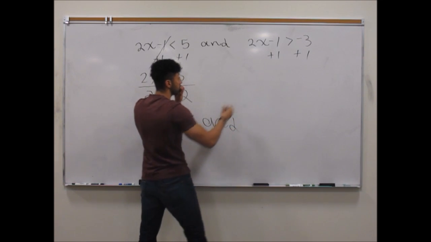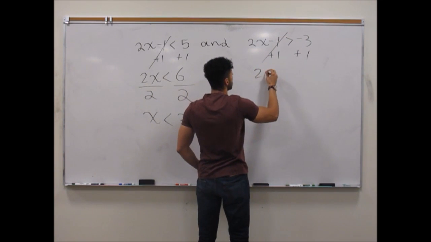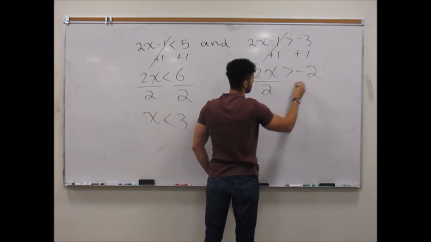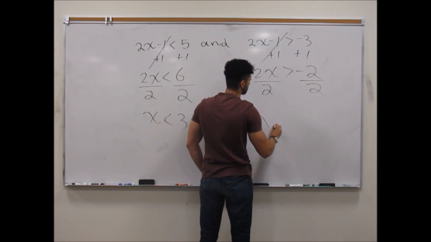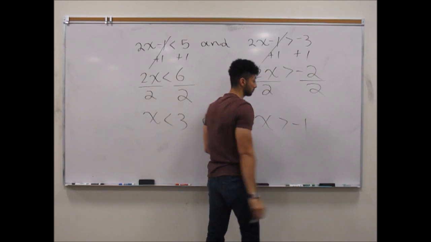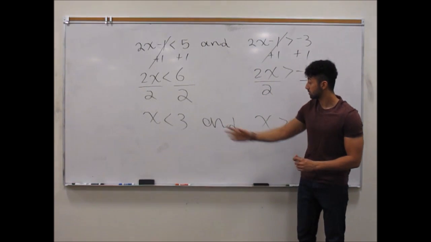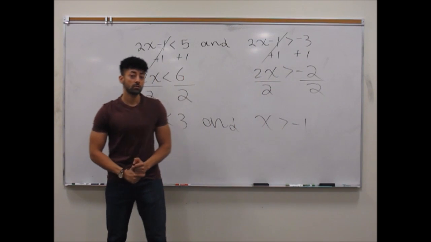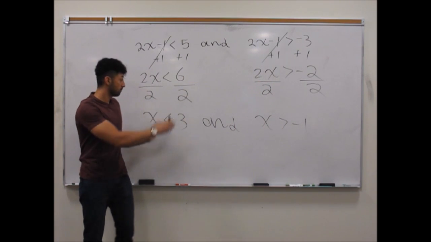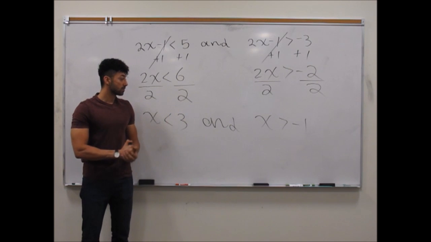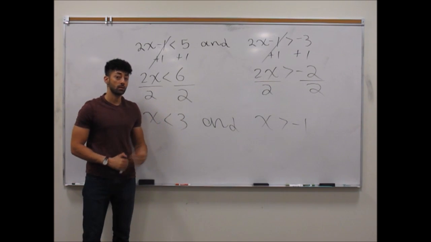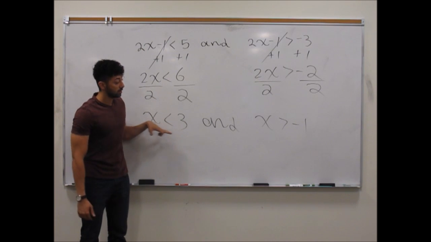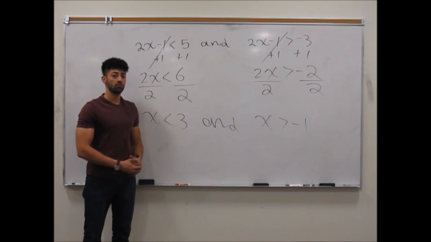And let's see what happens over here. So then we get 2x. So I get that x is less than 3 and x is greater than negative 1. So thinking about this logically, my answer has to satisfy both pieces because it's saying "and." So let's go ahead and put this on a graph to get a better understanding of what's happening.